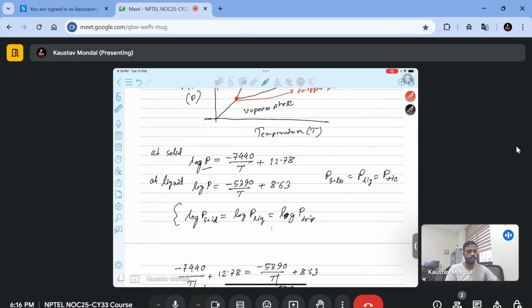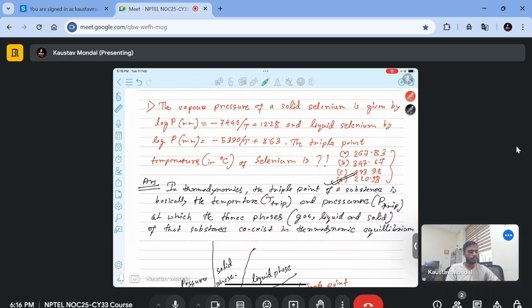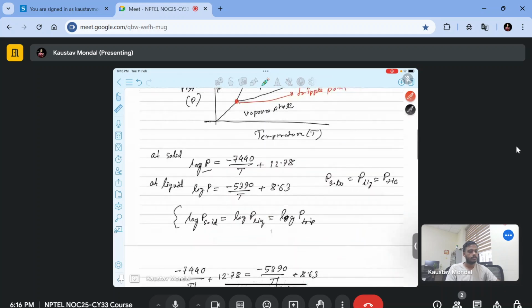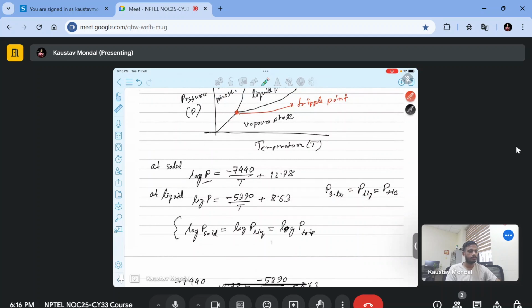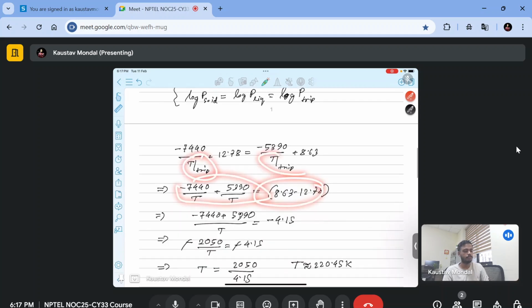In our problem, the pressures are given for solid and liquid selenium. If these two states coexist at the triple point, their pressures should be equal: P solid and P liquid are equal to each other, and equal to the triple point pressure. If these are equal, then the logs should be equal, right? So we substitute the expressions for the log of the pressure, do the calculation, and T gives you the triple point temperature.